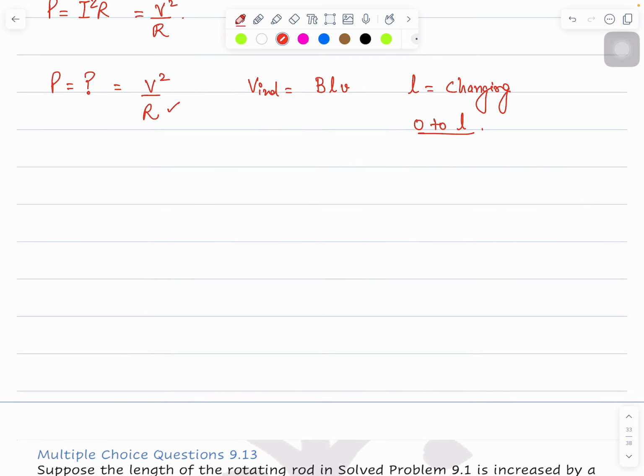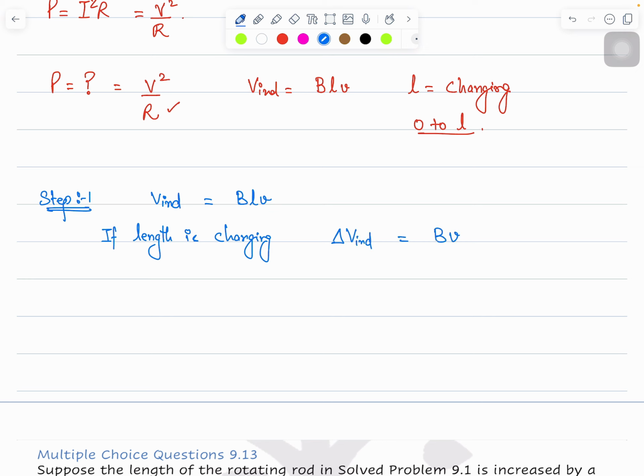Okay, guys, now time to understand and to solve this question very, very carefully. Now, just focus on this point. Step number 1. To find the power, we need V induced. Can I say V induced is BLV? Okay, this is the full value. If length is changing, can I say delta V induced is equal to BV dL? Yes or no? Do you understand?